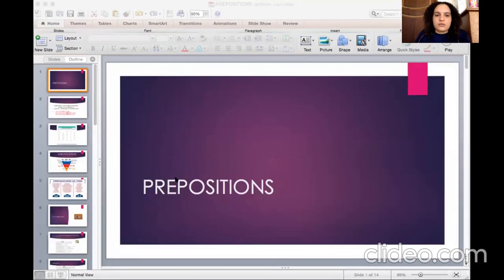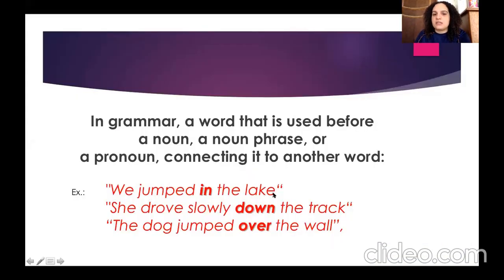We jumped in the lake. So here, in is a preposition. She drove slowly down the track. Down is a preposition. The dog jumped over the wall. So that's another preposition. And here they're coming before a noun phrase: the lake, the track, the wall.